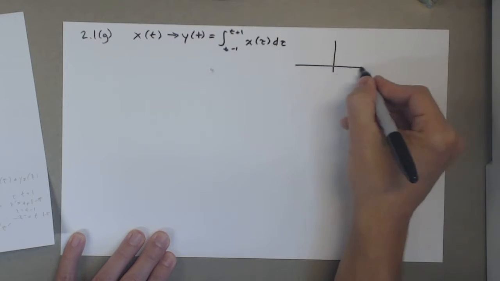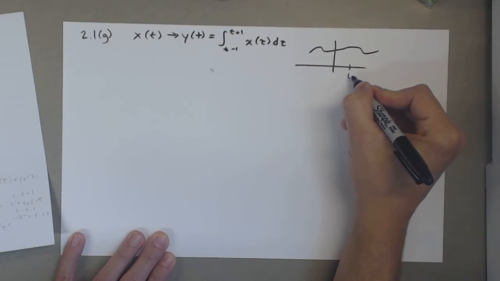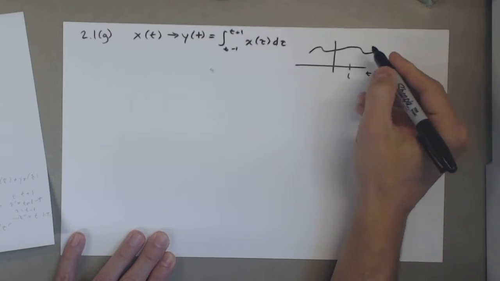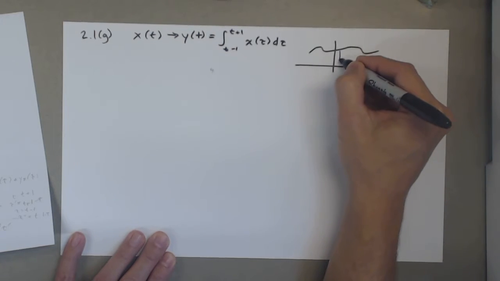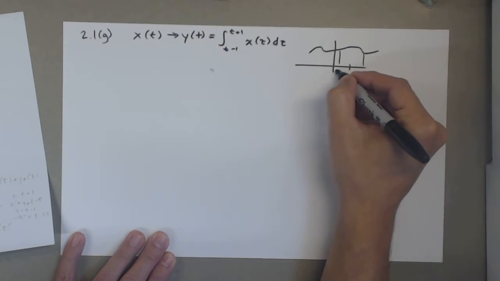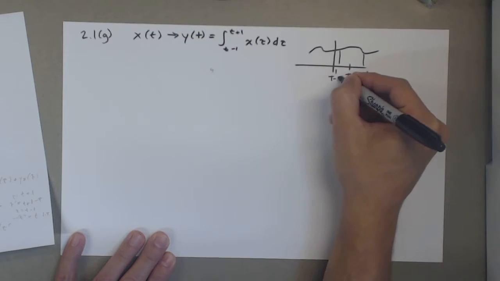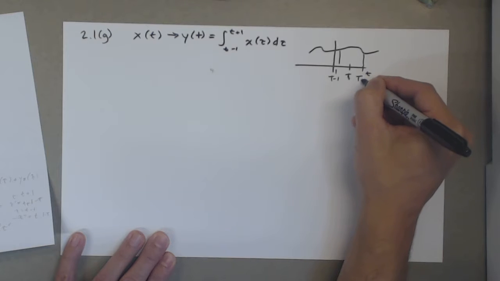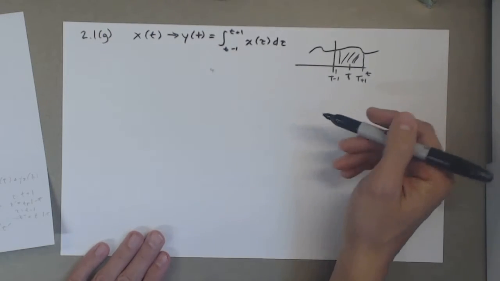So just to visualize some signal, the output at any given time, which we'll call big T, is going to be equal to the integral from t minus 1 up to t plus 1. And so the output at any given time, capital T, is the area of that integral.